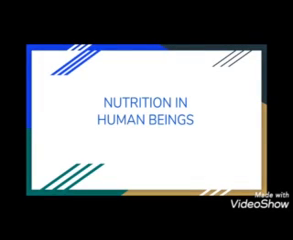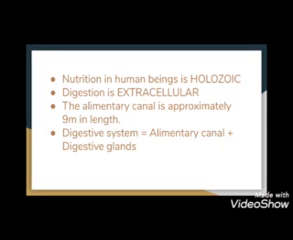Morning students. Today we will learn about nutrition in human beings. What is the type of nutrition that is seen in human beings? It is holozoic nutrition. What is holozoic nutrition? The type of nutrition in which the complex organic food is broken down into simpler forms. Such type of nutrition is called holozoic nutrition.